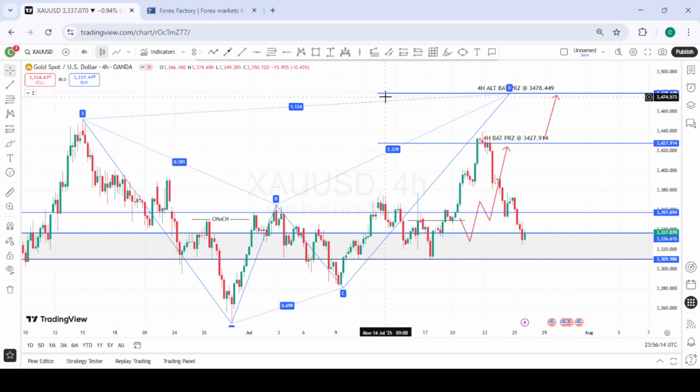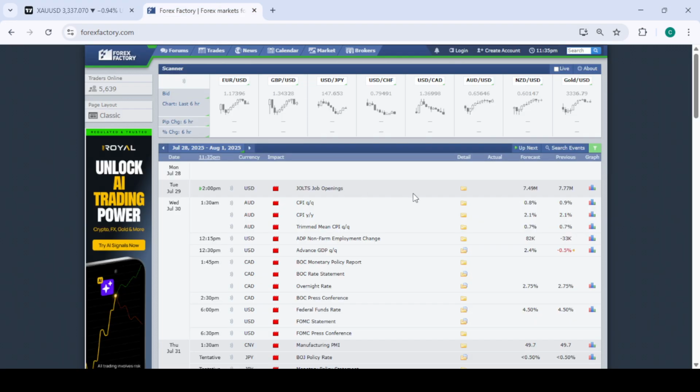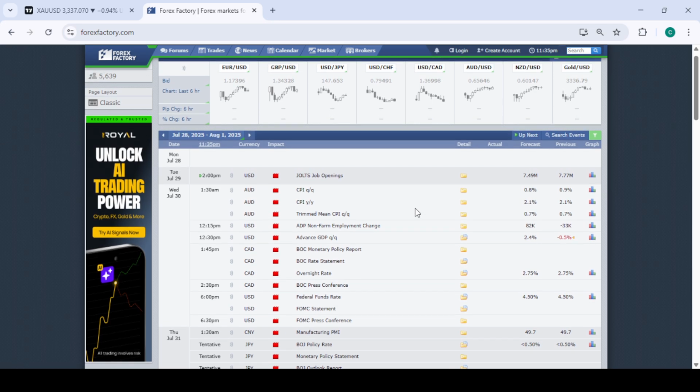Before we get into the setups for the coming week, let's look at the economic calendar. The coming week will be very packed with a lot of fundamentals, and we have to take caution as traders when we are taking our trades. On Monday we don't have any high impact news. On Tuesday we have the job openings news for the USD.